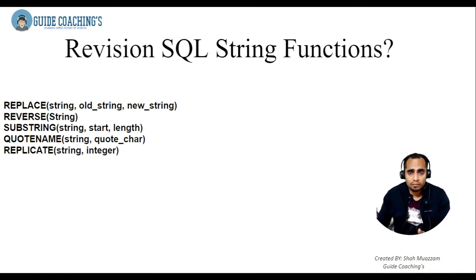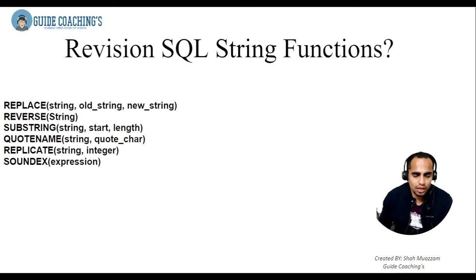Then we have replicate. So if we want to replicate any particular string n number of times, at that time we will use this. It has two parameters. The first one is string and the second one is integer. Now moving on to our next function, that is the soundex. So soundex basically decides whether two expressions sound exactly alike in English, and that is how we use the expression for putting it into the soundex function.